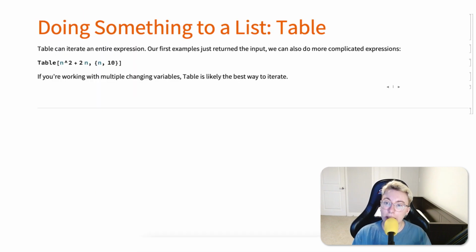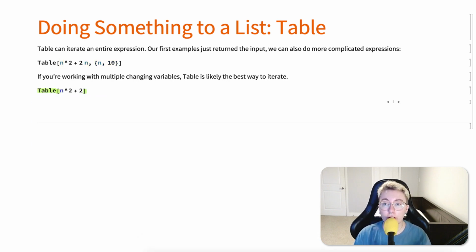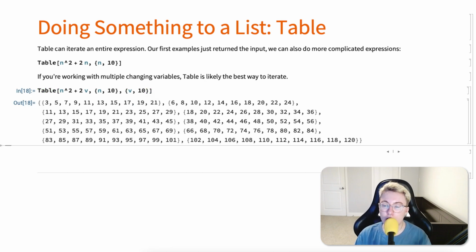We've gone over how to create a list and how to make visuals from a list. What if we have some function, some operation we want to do to every item in a list? One option is to use Table. Table can iterate an entire expression. So as I discussed earlier, we can use Table to do more complicated expressions with a changing variable. We can also use Table with multiple variables by adding a third argument with additional variable specifications. And if you do have multiple changing variables, Table is likely the best way to iterate on an expression.